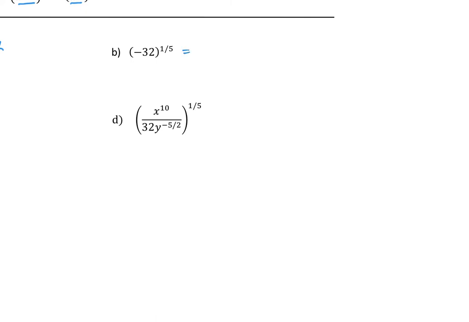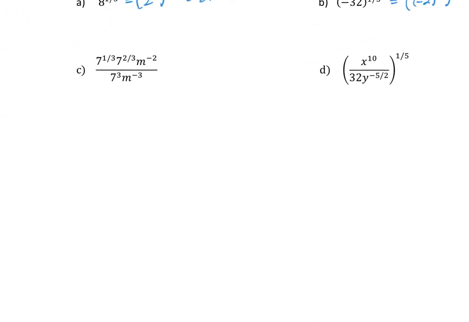In part B, I have negative 32 to the 1/5 power. 5 is odd, so it's okay if I have a negative base, negative 32. But I want to use the property, so I'm going to rewrite negative 32 as negative 2 to the 5th power. And then that's raised to the 1/5 power. And then I can use a property. These will cancel, and my answer is negative 2.